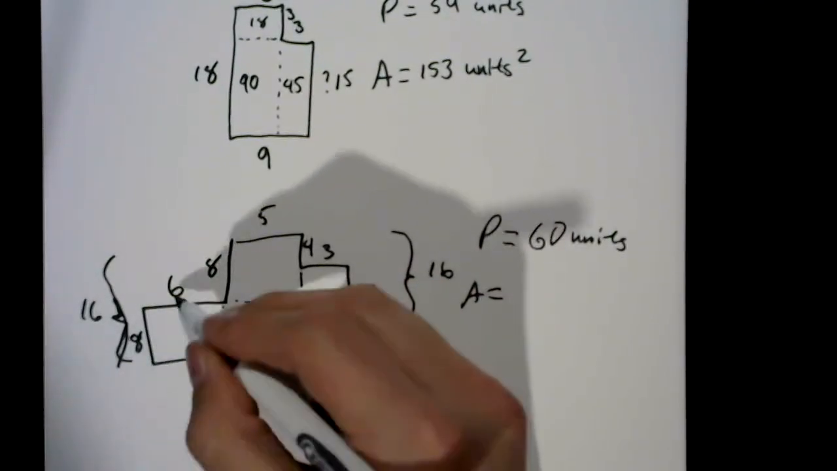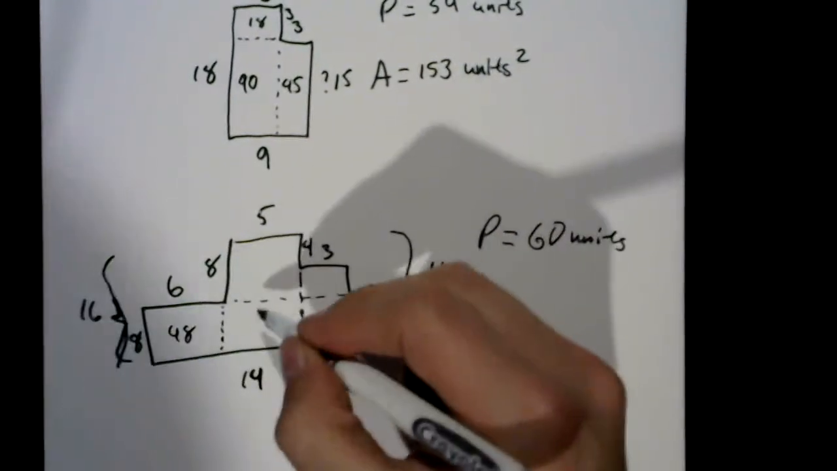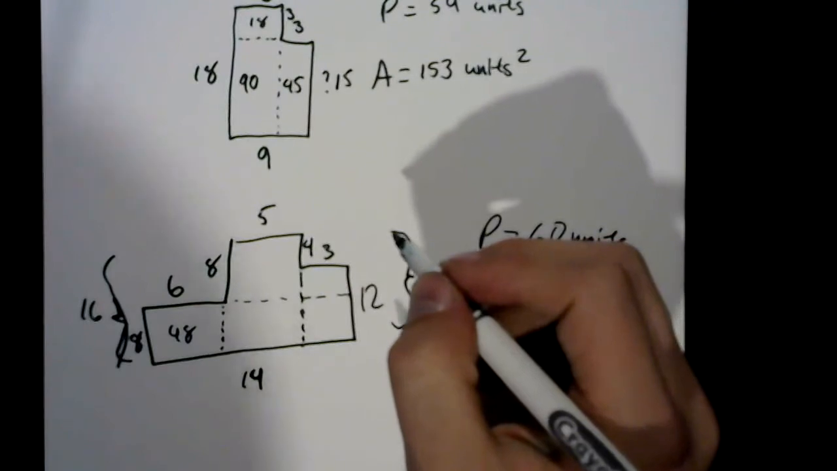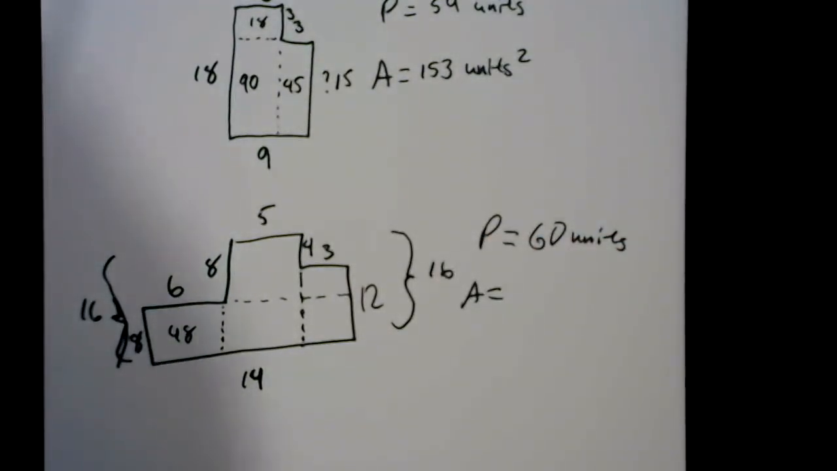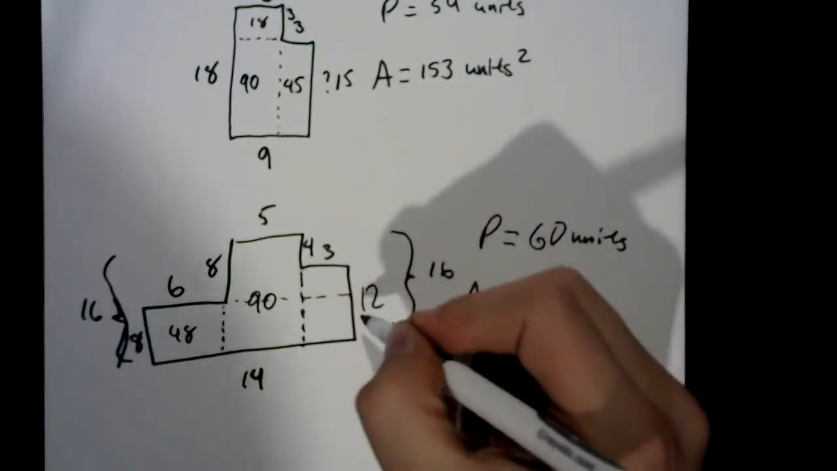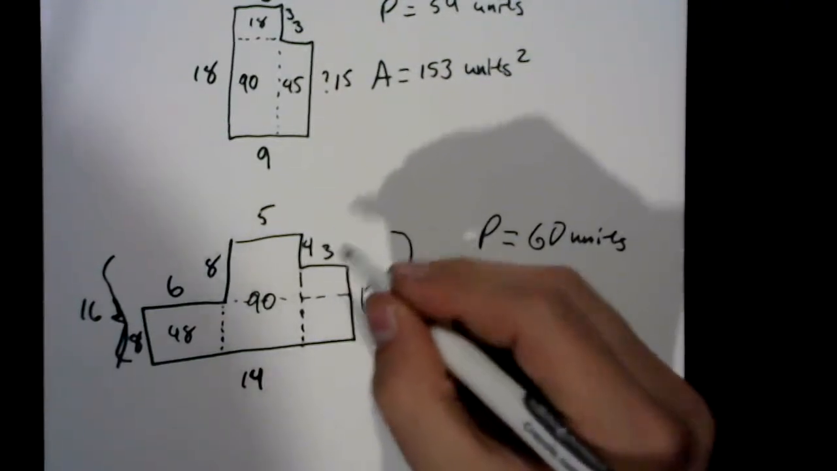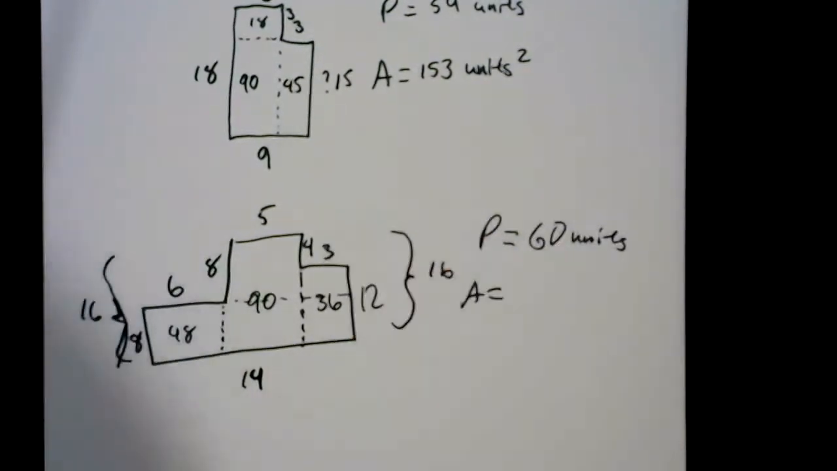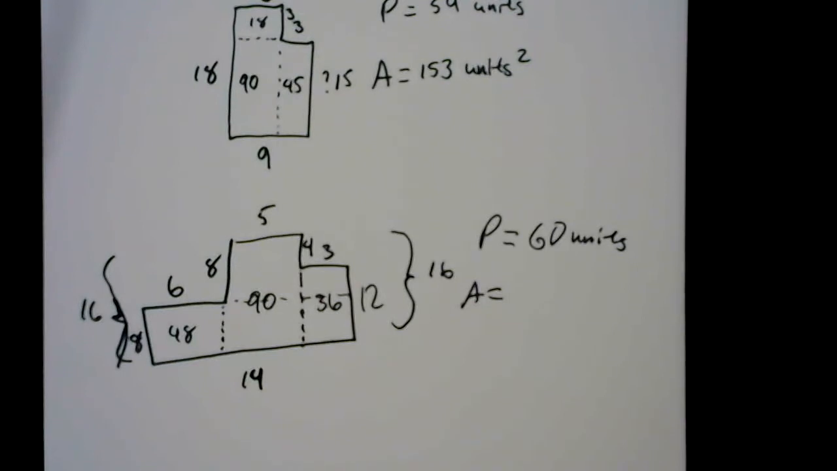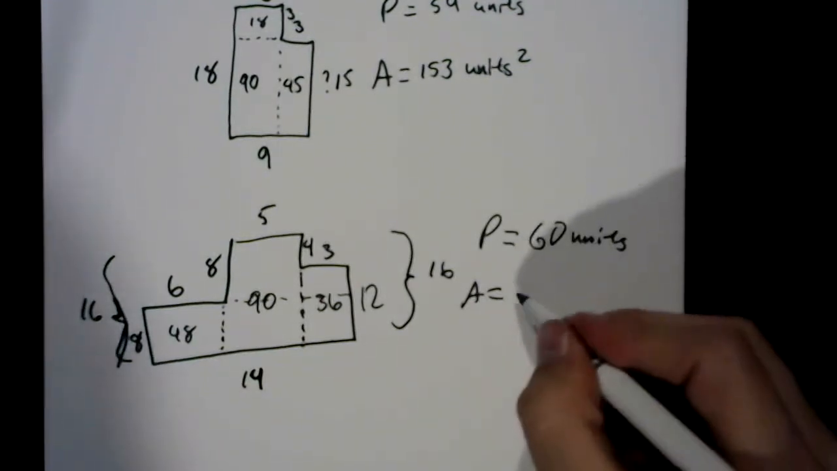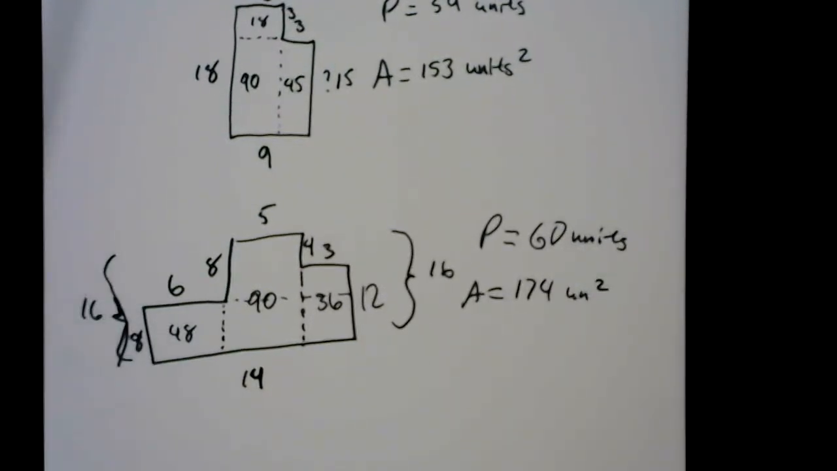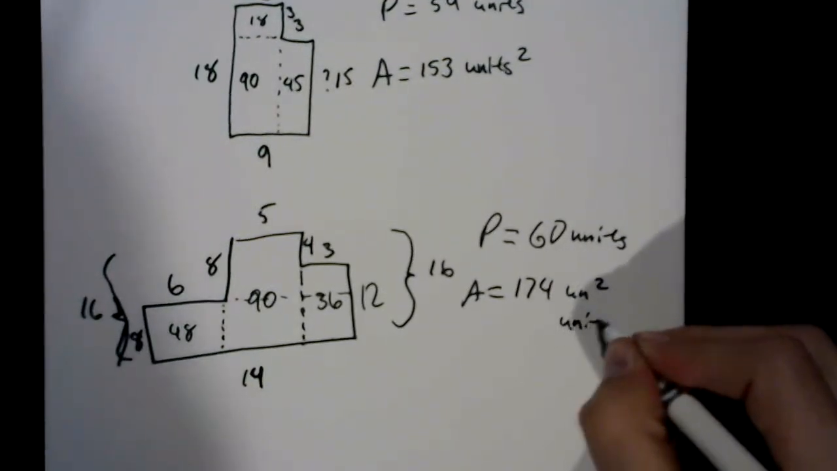So you know this height's 8, this is 6, so that's 48. You know this is 5. This full length is 16. 16 times 5, once again, is 90. Wait, 80. This length is 12. This length is 3. So this should be 36. You add up these 3 numbers and you should get 174 if I did that right. Units squared.